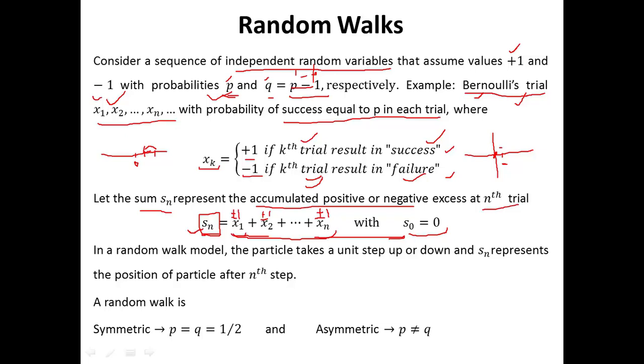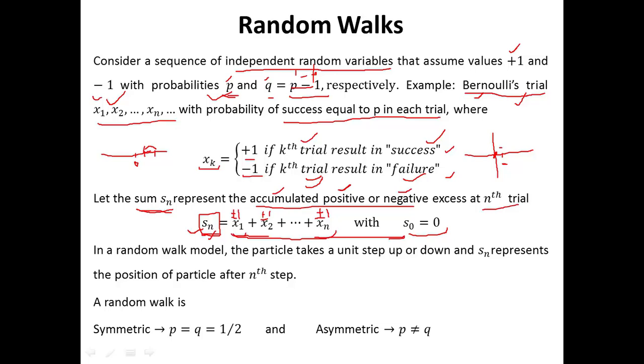Accumulated means we are just adding up the plus 1 or minus 1 after completion of each trial. So because of this, after nth trial, what may be its accumulated value? Positive, if the trial results into success, it will be positive. If the trial results into failure, it will be negative. So we can say that the sum Sn represents the accumulated value of these random walks.